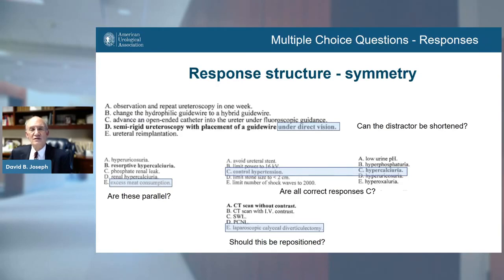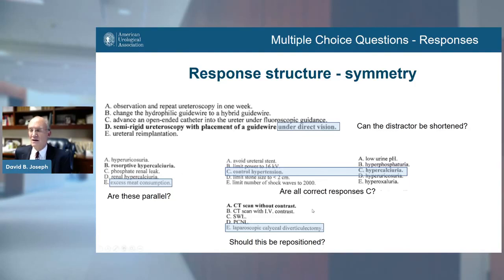Response structure symmetry is helpful but not critical, and I wouldn't spend a great deal of time on it. I wanted to just show you some examples of what it can do. In this first case, you see all of these have kind of an enlarging order of response and then drops back down. When you're reviewing a question, your eye naturally goes first to the longest answer, particularly if it's out of line with everything else.